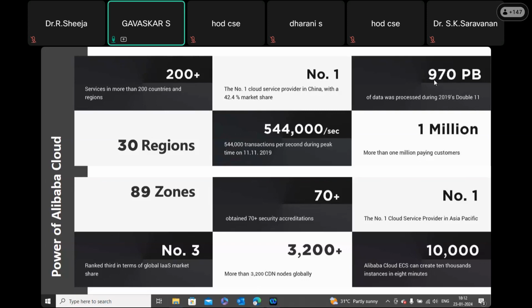9,970 petabytes of data is processed in a single day by using Alibaba Cloud. And you see the transactions that happened: 5,44,000 transactions per second are processed by Alibaba Cloud. And there are 1 million paid customers, and it is ranked number 1 in the Asia Pacific region as mentioned. And 80 regions, 89 zones are available. So this is a short insight that I had to project to you.